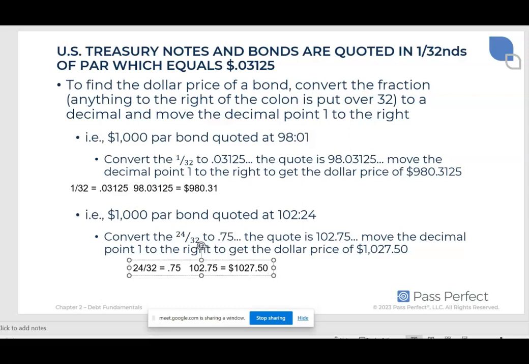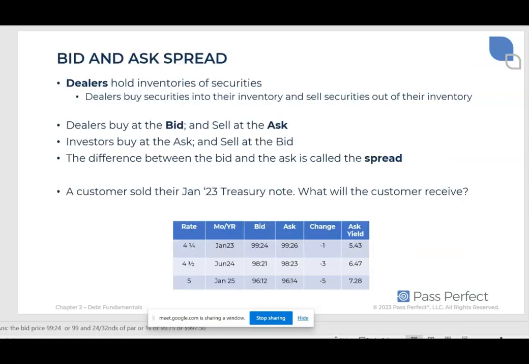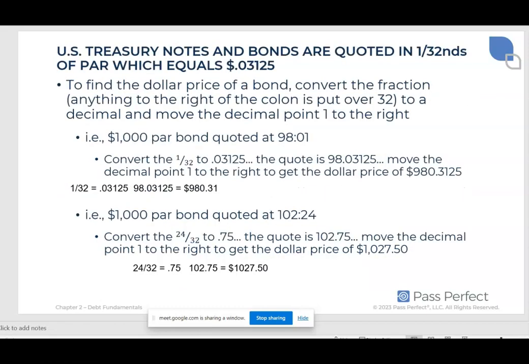Now I should mention here, because it doesn't show on the slide, so let me put this here: depending on the quotation source, maybe the newspaper you read it from, you might see one like this, 102:24, or you may see 102.24 or 102-24. Whatever you see, to the right of the punctuation mark is how many fractions of a 32nd.